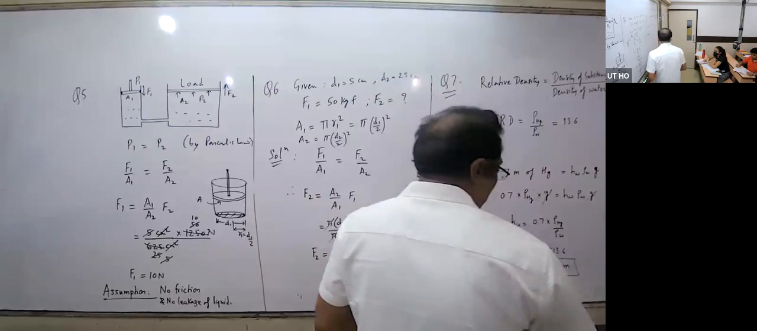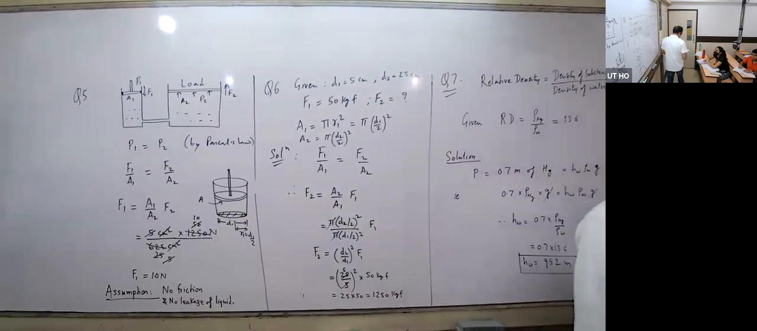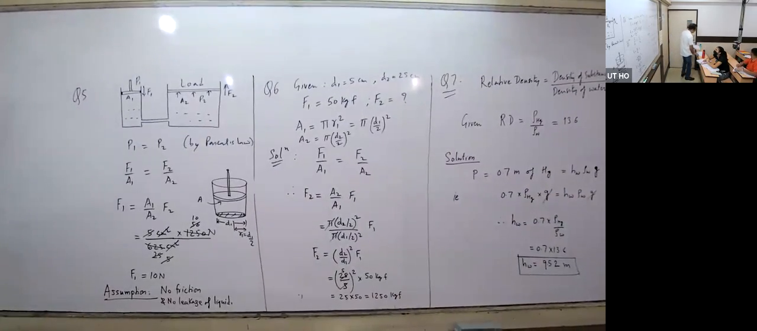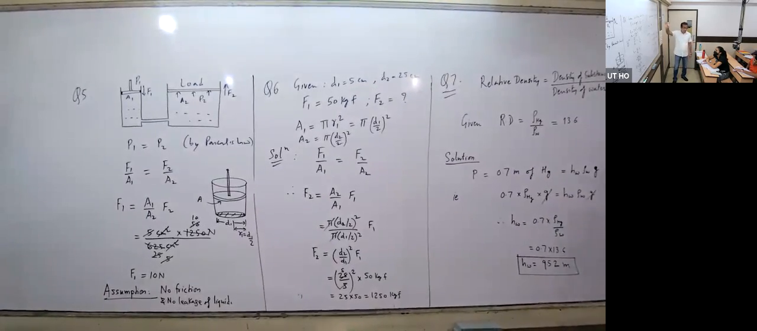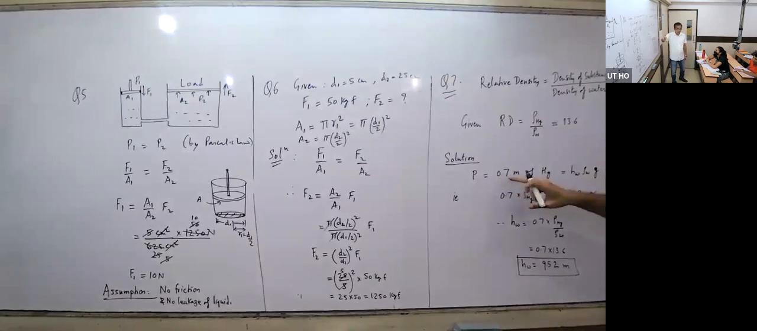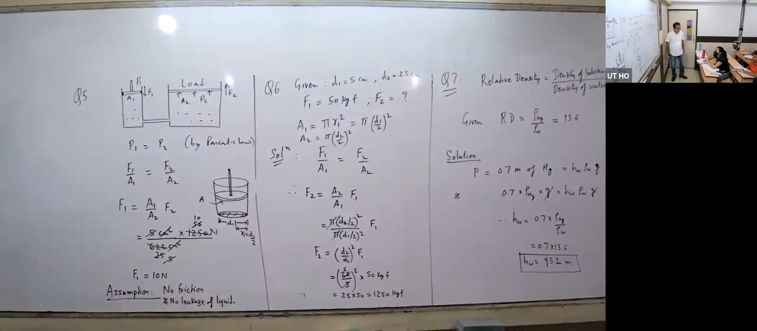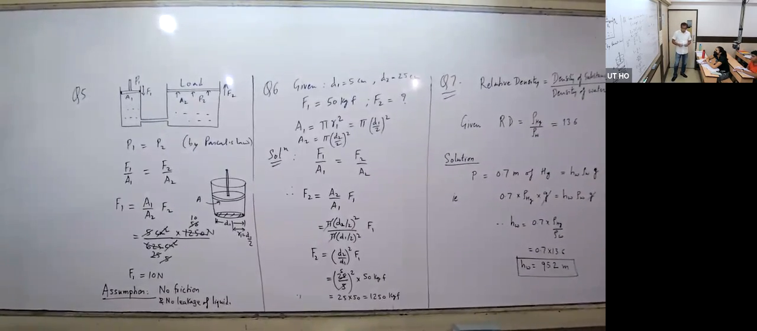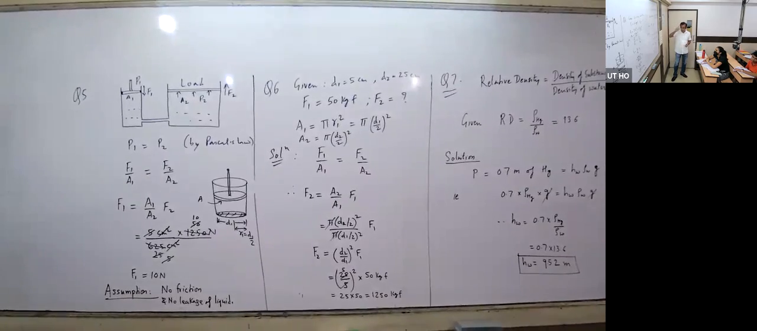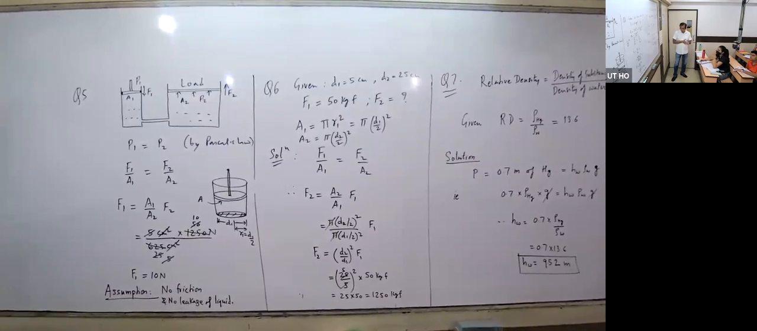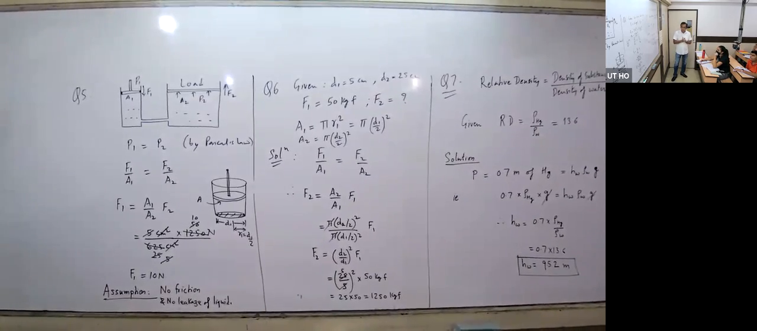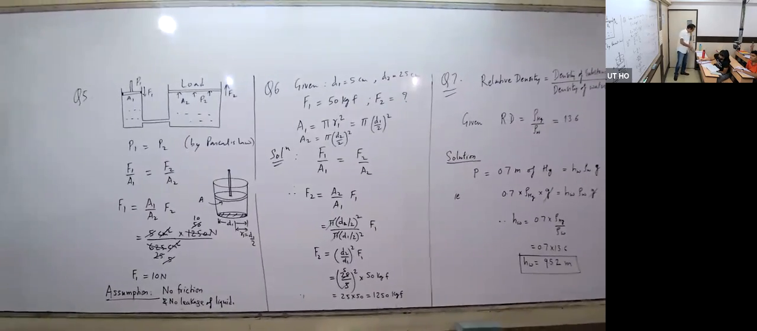So at sea level, if you had to replace the mercury with water, the height of water would have been 9.52 meters. So a water barometer will be very, very long or high, almost 10 times. This also we discussed during the theory.